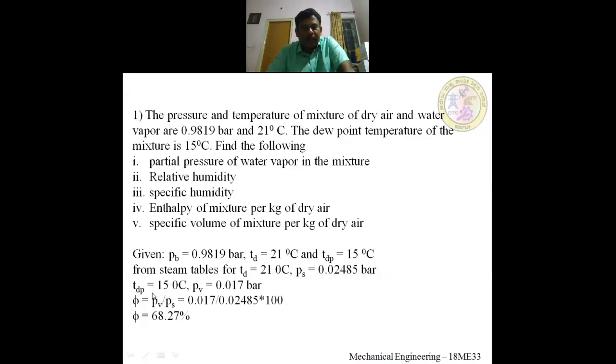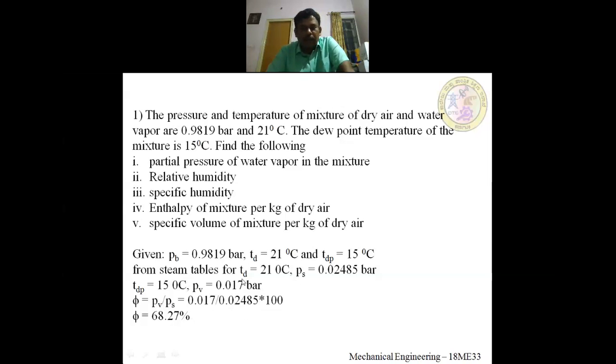Next, TDP, the dew point temperature of 15 degrees Celsius, corresponds to PV. It will be 0.017 bar. At 15 degrees Celsius you have to find the pressure from the steam tables. That will be PV. Here you have to remember TD corresponds to PS, TDP corresponds to PV. If you know the wet bulb temperature, then TW corresponds to PW. This you should know.